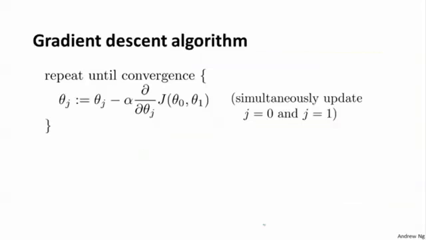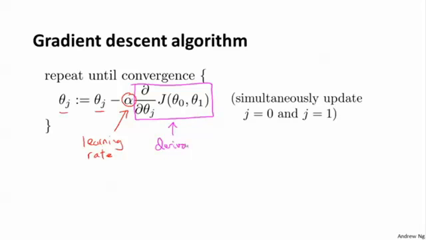Here's the gradient descent algorithm that we saw last time. And just to remind you, this parameter or this term alpha is called the learning rate, and it controls how big a step we take when updating my parameter theta j. And this second term here is the derivative term. What I want to do in this video is give you better intuition about what each of these two terms is doing and why, when put together, this entire update makes sense.